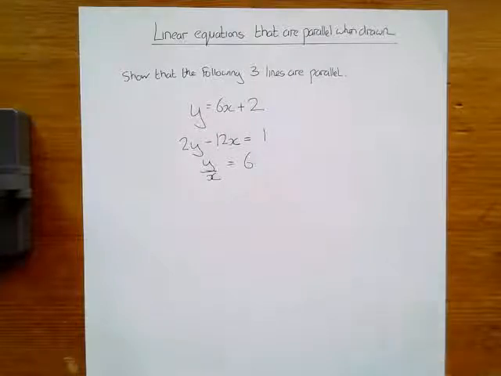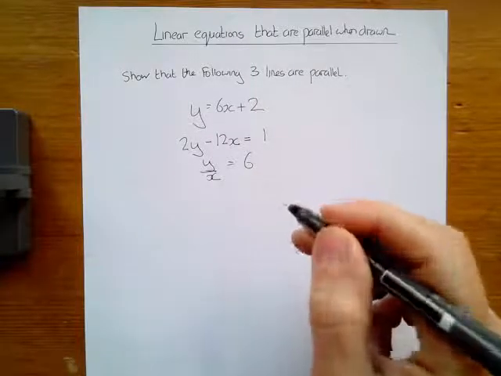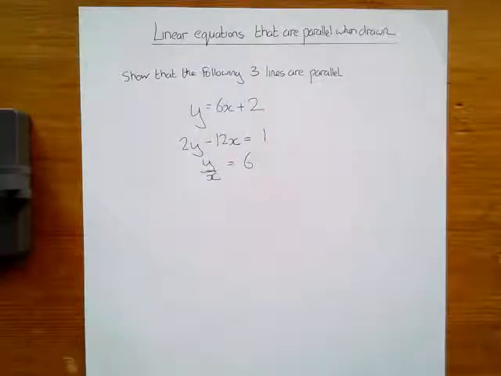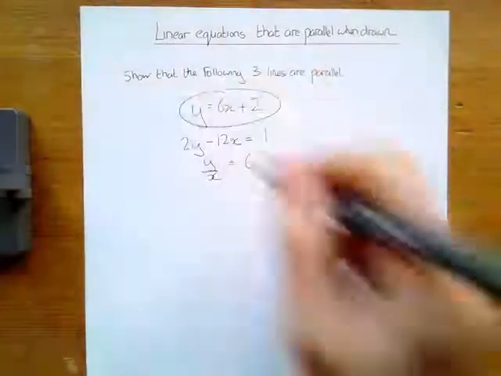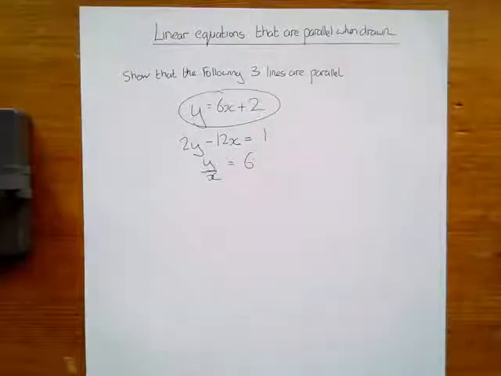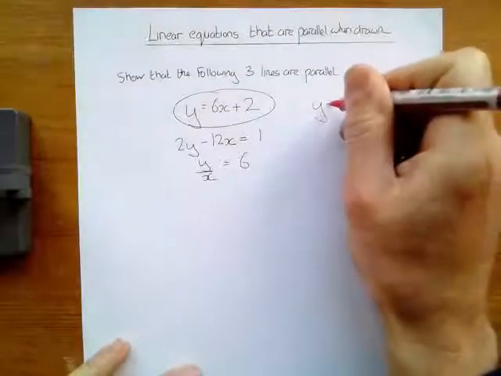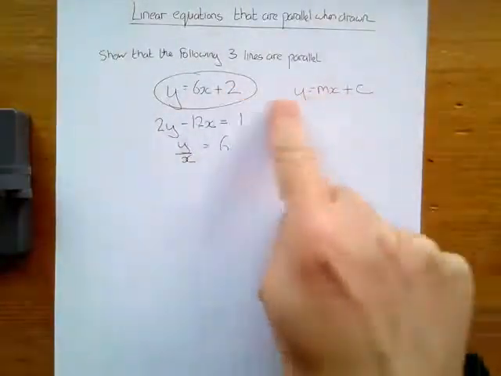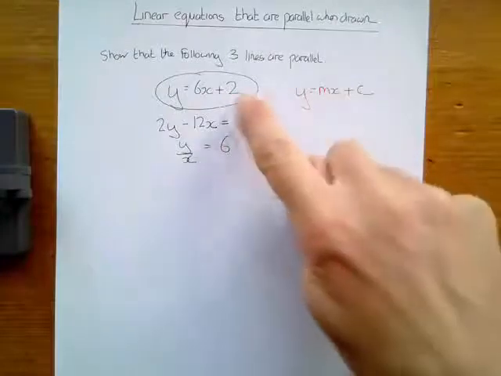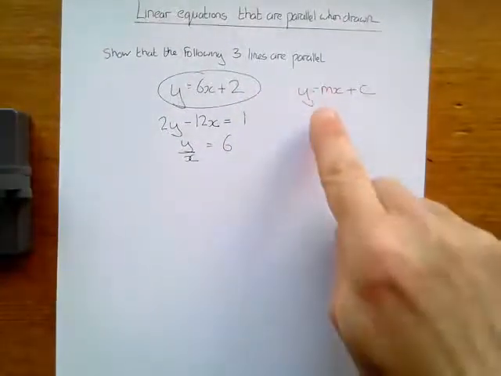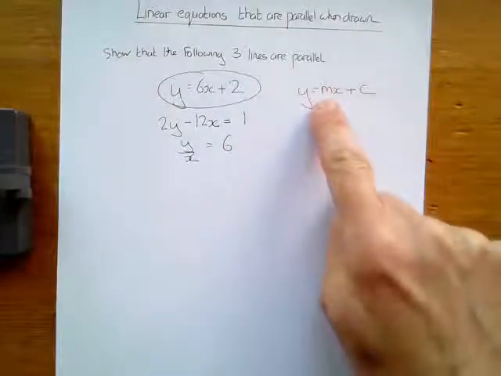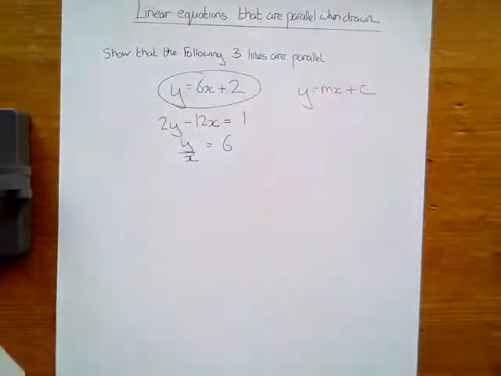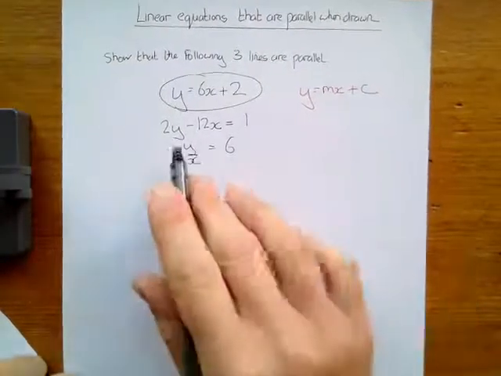Well, it's very simple. We make sure that all three equations are in the form y equals mx plus c. Okay, in other words, they look like that. That is already in the form y equals mx plus c. Okay, you can see that they're similar. The m is the 6 and the c is the 2. And the m, as we've talked about before, is the gradient of the line if you were to plot it. So what I need to do is just to rearrange these to make y the subject.